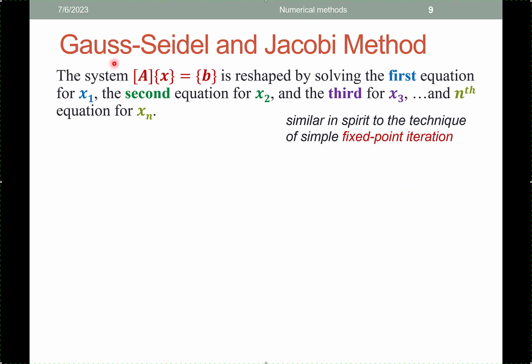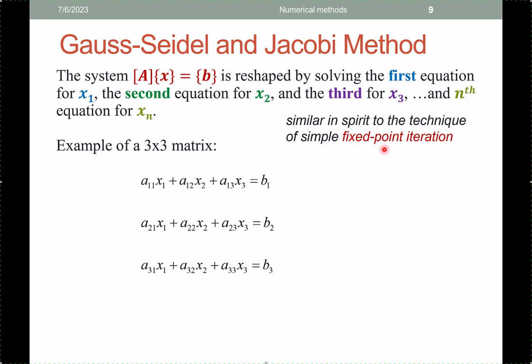All right, so the Gauss-Seidel and Jacobi methods follow this kind of system where we have a set of linear equations. What we're going to do is reshape each one of these equations to solve for a different variable. The first equation, I'm going to solve for x1. Second equation, I'll solve for x2. Third equation, I'll solve for x3, and so on. So it's similar in spirit to the fixed point iteration method, where we rearrange the equations and solve for x. So here we have 3 equations.